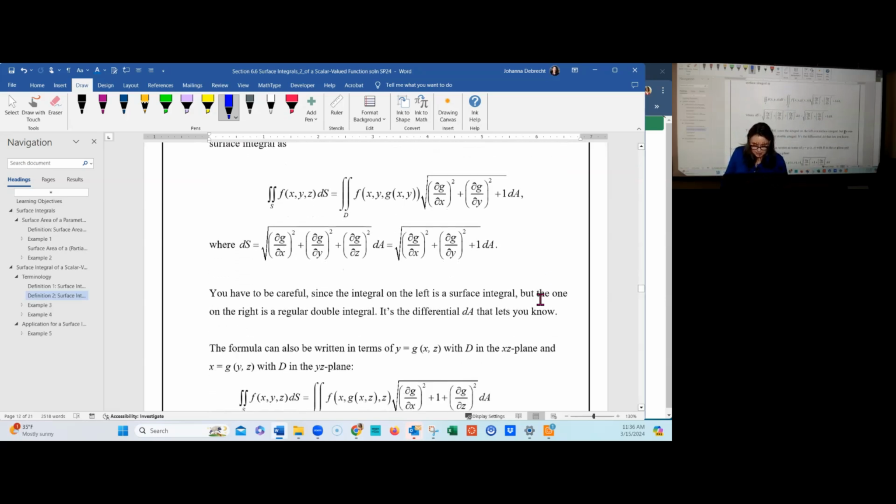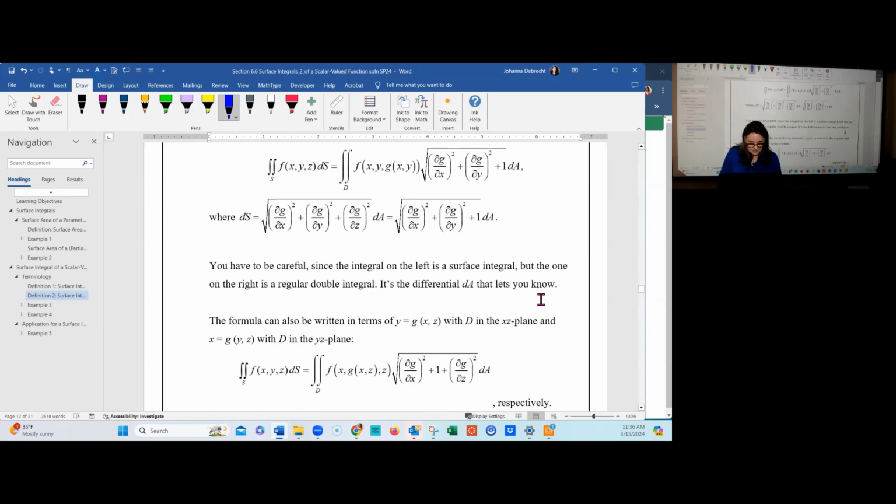Now you have to be careful because the integral on the left is a surface integral, but the integral on the right is a regular double integral. So what we want to do now is go ahead and figure out where this is coming from. Now it is possible, as I said before, to project not just into the XY plane, but into the YZ plane or the XZ plane. If you do that, then it does change the format of this differential a little bit.